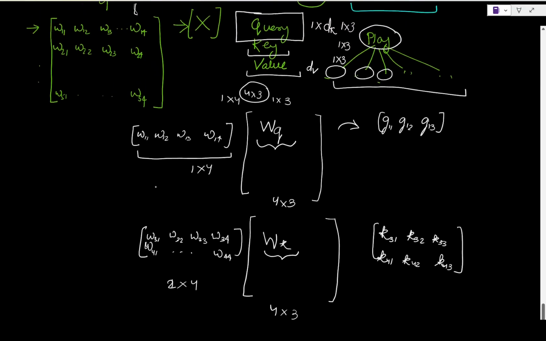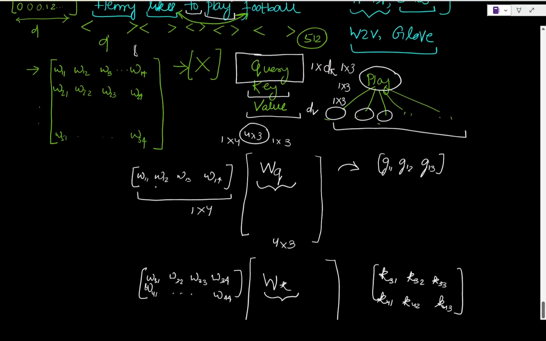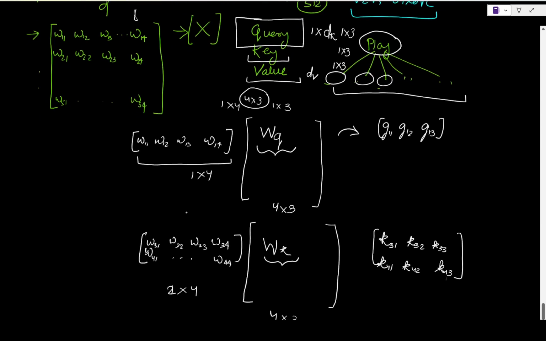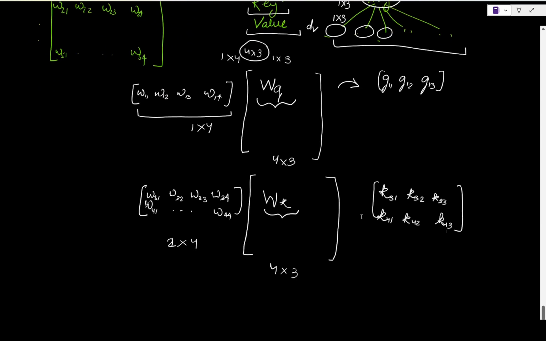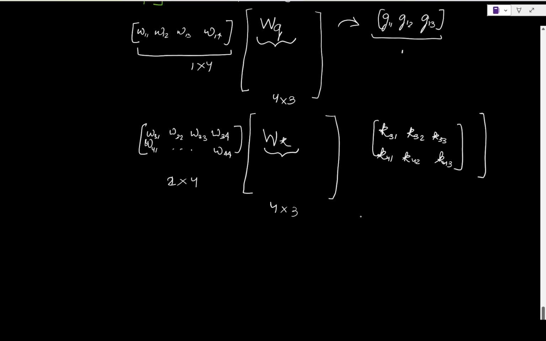Now, if I want to see how much my current word is related to these two words, the standard process would be a dot product. So I can just take a dot product between my current query and each of these keys and try to see how much they are related. More specifically, I have a 1 by 3 matrix and I have a 2 by 3 matrix. How am I going to take the dot product? Of course, I'll have to take its transpose.